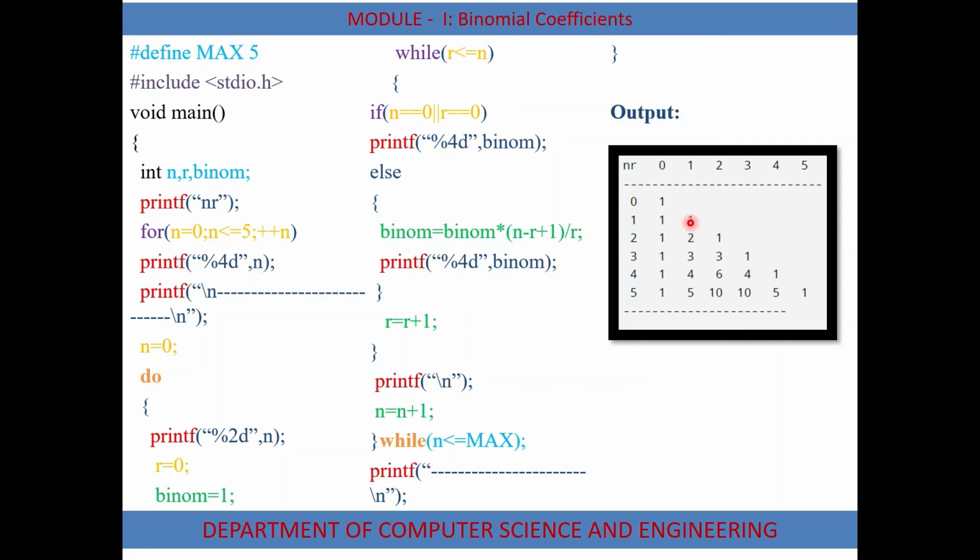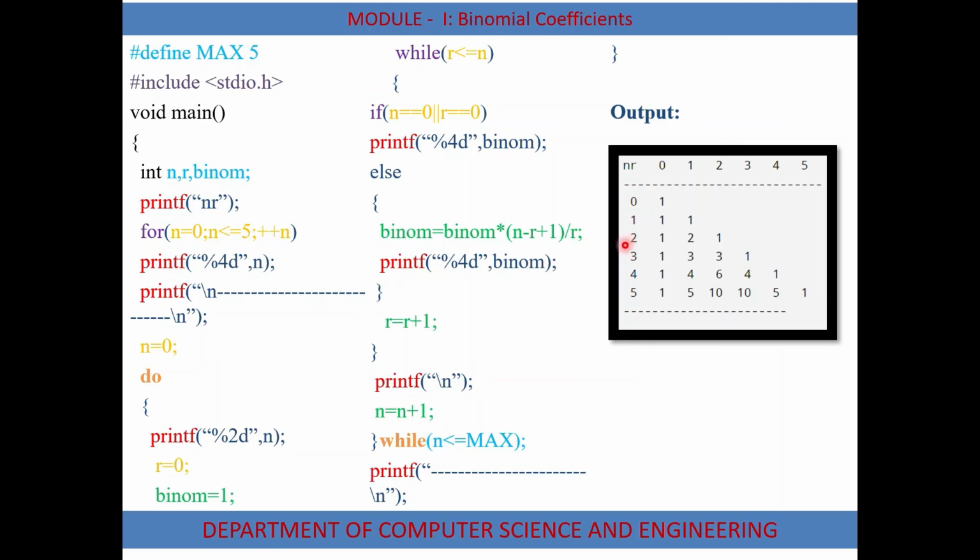Clear? Now the value of r will be incremented by 1. What is the value of r here? 1. 1 plus 1 equal to 2. Now again check the condition. While r is less than or equal to 1, now r is 2. Is 2 less than or equal to 1? No. Come out of this loop and execute this statement. printf backslash n, that is nothing but the control will jump to the next line.